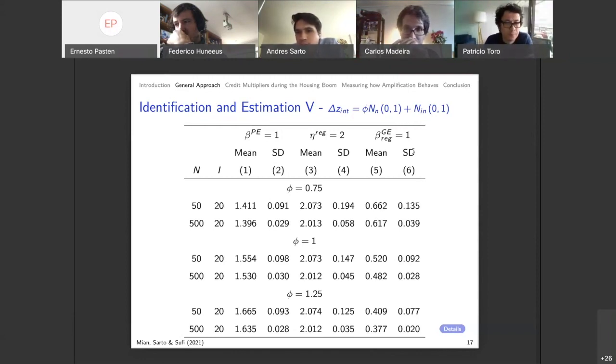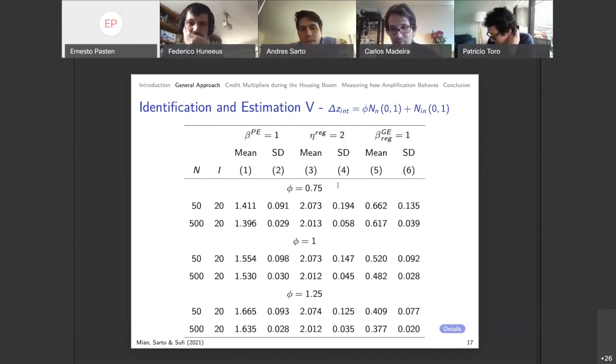And then if you look at the last 2 columns, this is the estimator of the G multiplier at the regional level, and it should be 1. So this is what I'm simulating with. The partial equilibrium effect is 1, the regional is 2, so the multiplier should be 1. And you can see already, even with a low level of phi, we already have a considerable amount of bias. And these sample sizes are chosen so that, you know, 50 means you're probably using state level data.